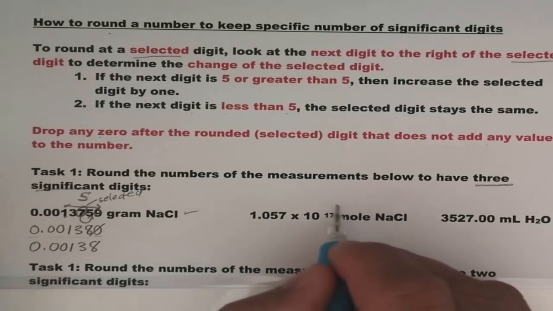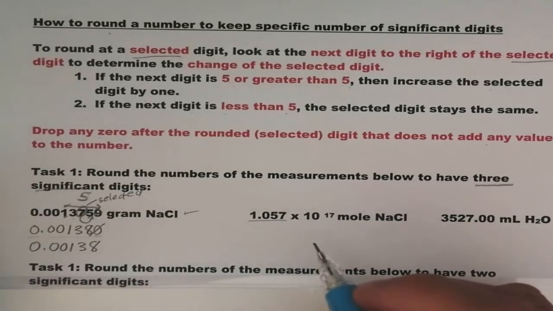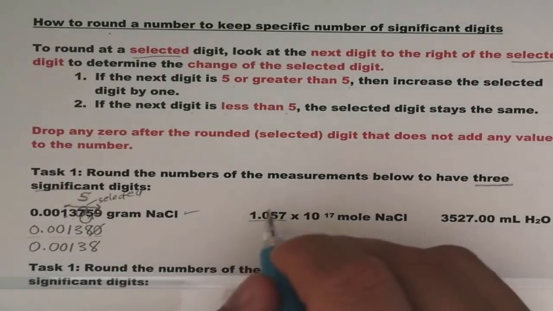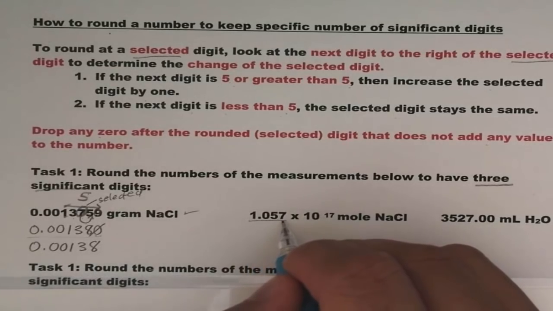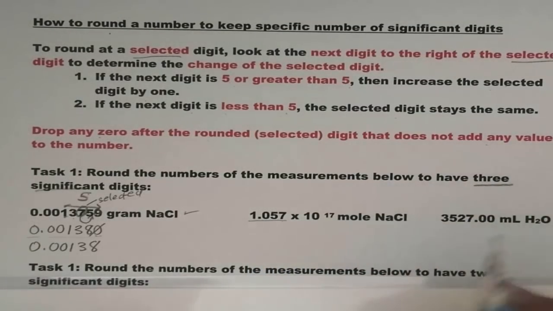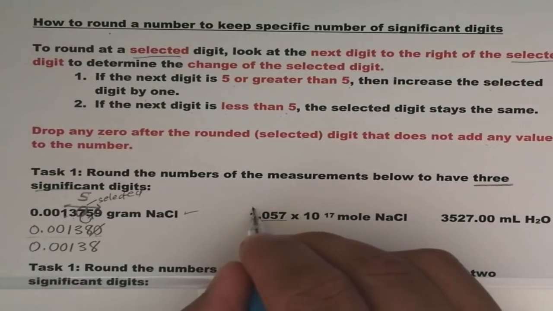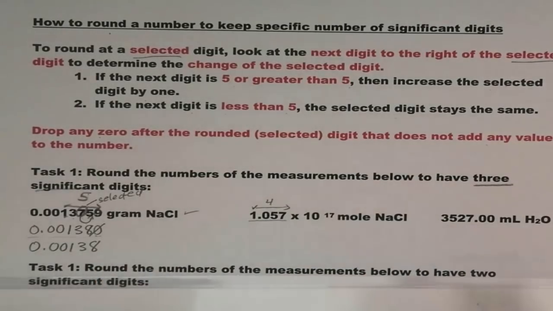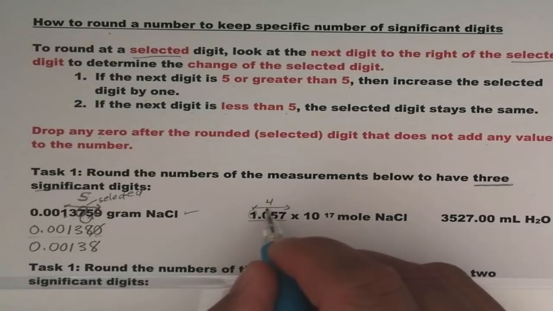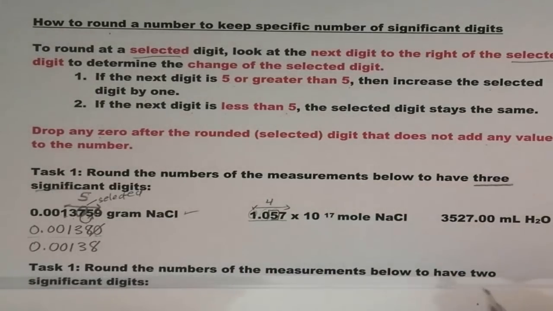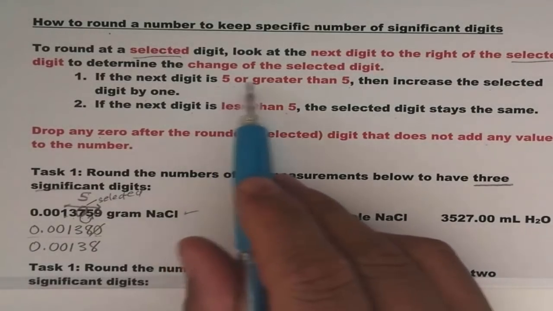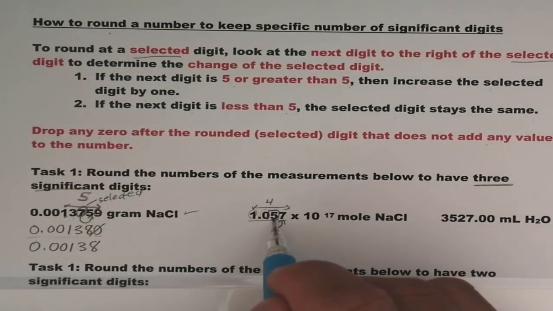We have a scientific notation number, and this is our coefficient that we're going to focus on, because we only focus on the coefficient number. In this case, we have 1.057, and we want to keep 3 significant digits. So this is a decimal, and this is our first non-zero all the way to the end, so it gives us 4 sig figs. To keep 3 of them, we look at the third one. This is our first one right here, second one, and this is our third one right there, which is the 5. So again, we look at the next digit of the selected digit, which is 7, and that 7 is 5 or greater than 5, so that 5 right there will become a 6.